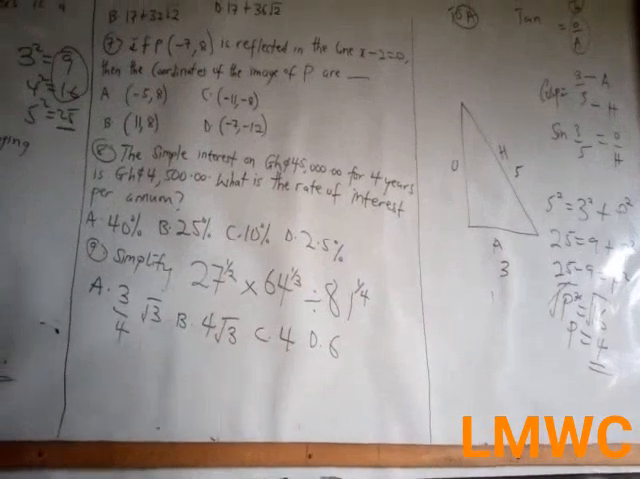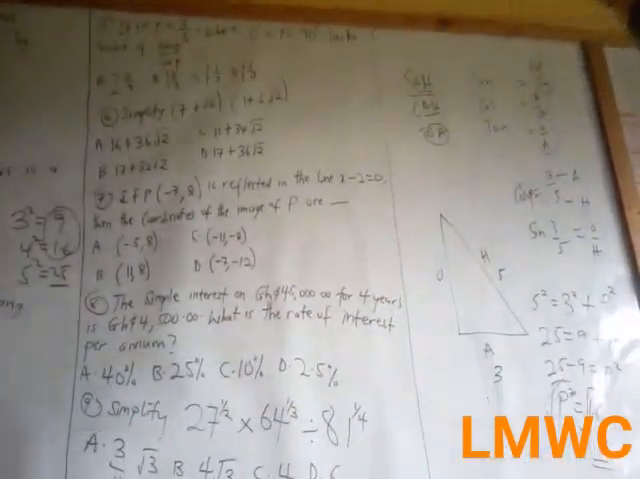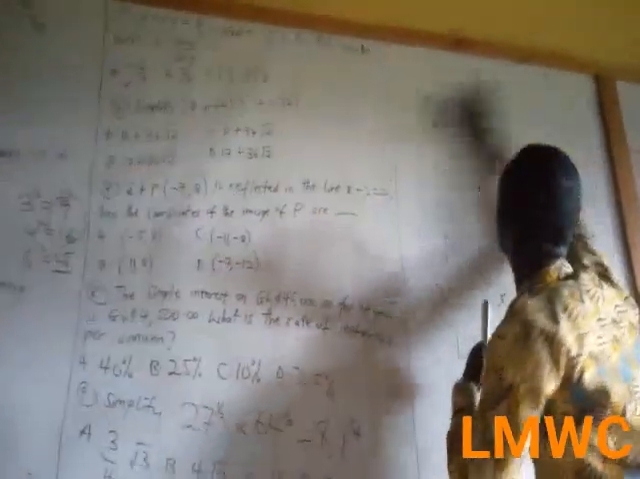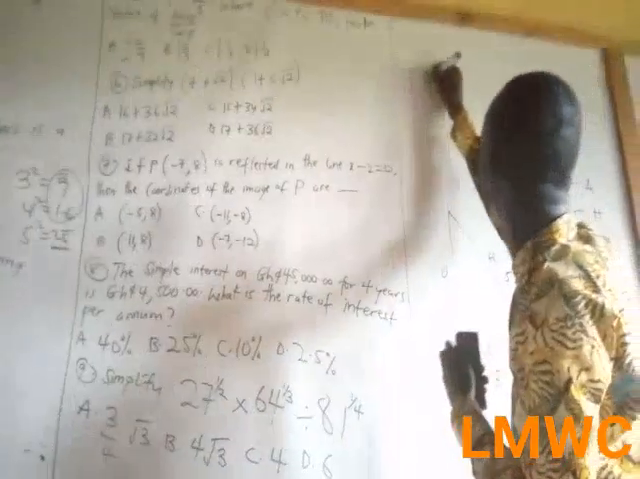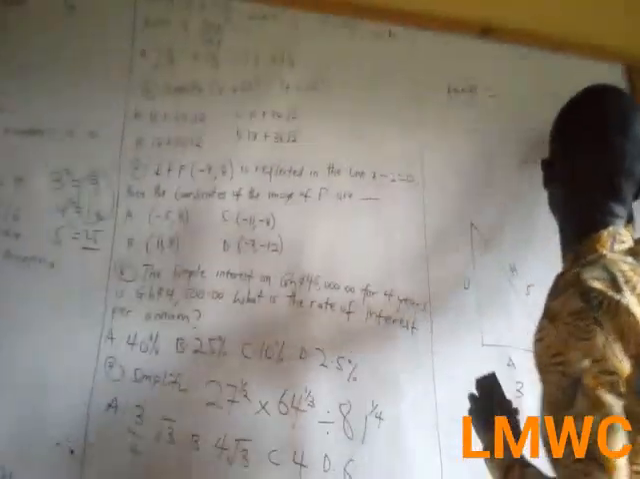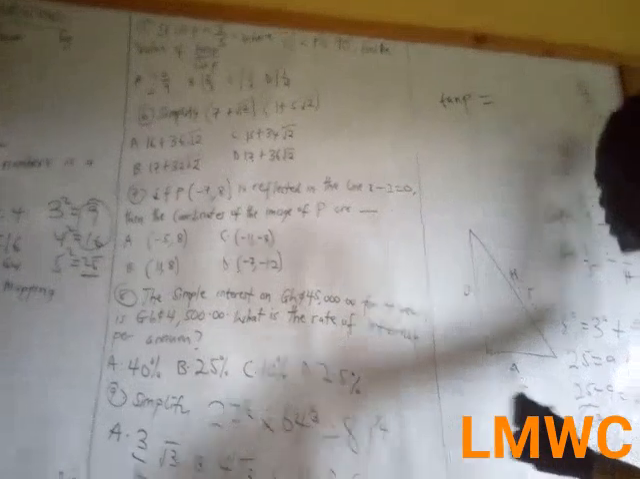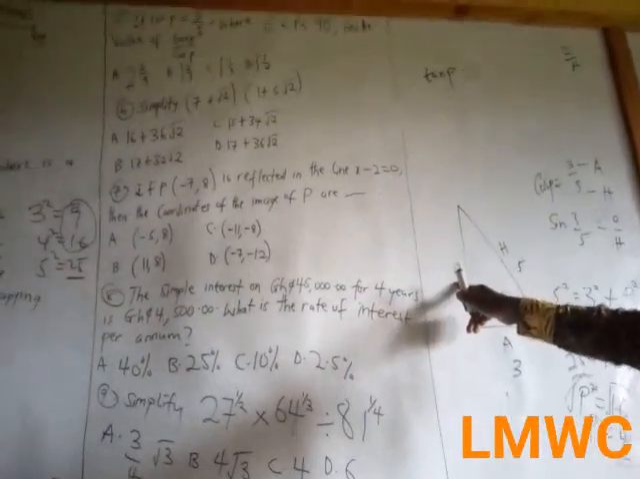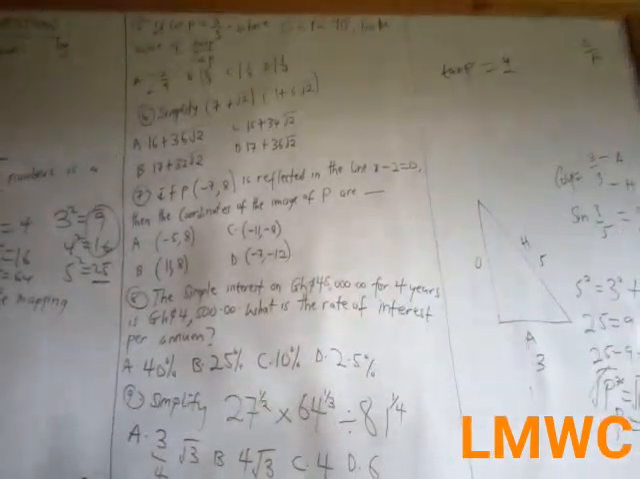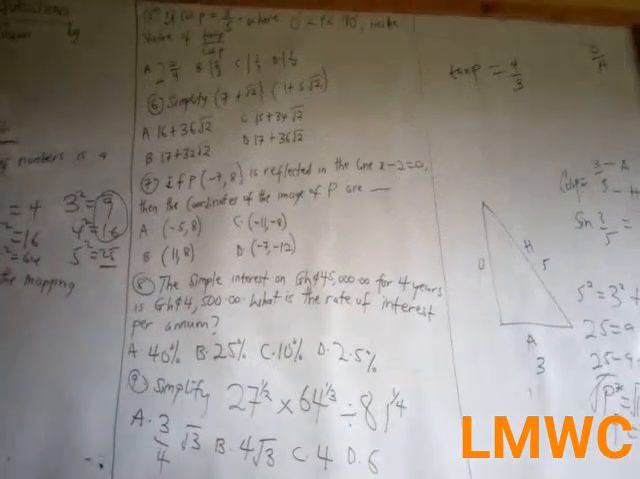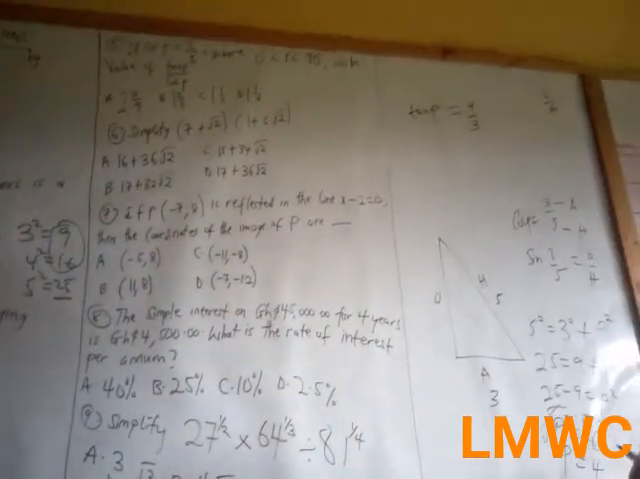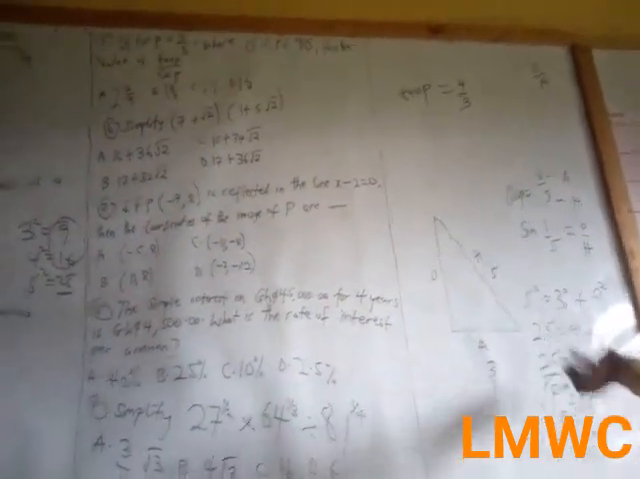You have been asked to find tan p over cos p. We already know cos p as 3 over 5. So what is tan p? Our tan p becomes, you know tan is opposite over adjacent. What is our opposite? Our opposite is 4. So 4 over adjacent, which is 3. So tan p is 4 over 3 because we are having our opposite as 4 and adjacent as 3.